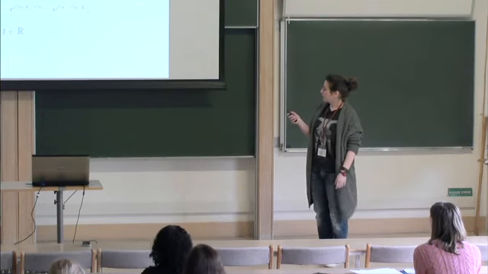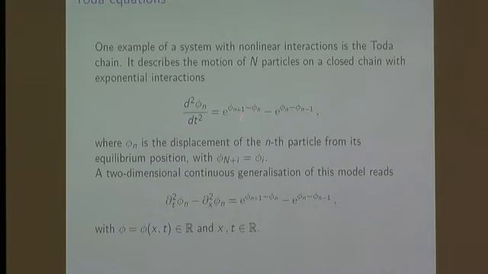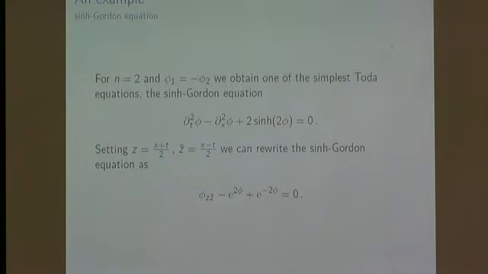Over here we have a system of ODEs, and we can write a two-dimensional continuous generalization of this model. Essentially we can write a system of PDEs, where phi is the field and it takes real values, and so are x and t. The simplest example of Toda equations is if we take the number of particles to be 2, and if we also impose this condition, phi 1 being equal to minus phi 2, then we obtain the sinh-Gordon equation.